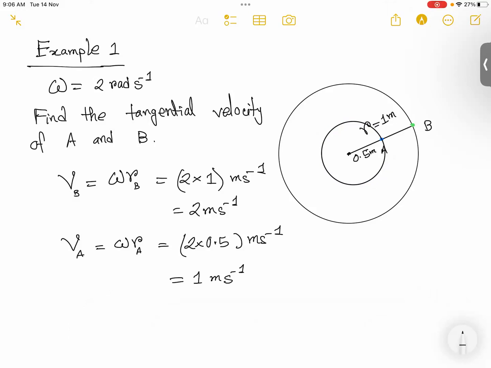Is it clear to everyone that even if an object is rotating in a circle, different points in that object will have different tangential velocity, although they have the same angular velocity? Is it clear? Or is there any question? Okay. I think clear. Let's move on to example 2.